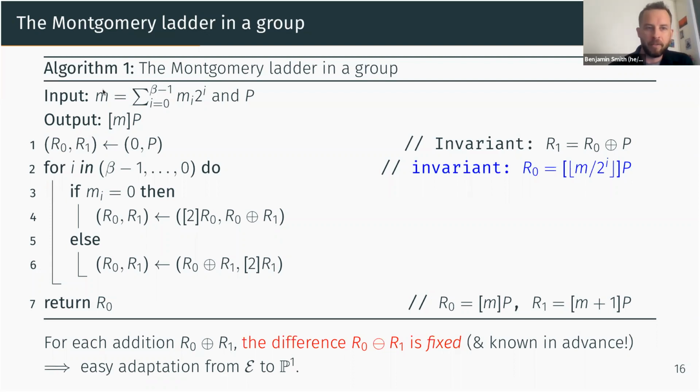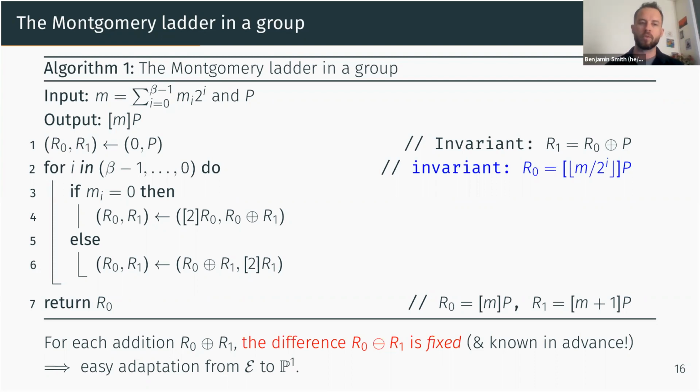Okay, so for double and add, you have for any scalar multiplication, your input scalar m in its binary expansion, and you've got the point P that you want to multiply, and the output is going to be m times P. So in double and add, you had just one temporary variable or one register, which we called R. Here we're going to have two, R0 and R1. I'm going to show you this algorithm in the group first, and then we're going to turn everything into x coordinates afterwards. But in the group, it's simpler to see that it's really working.